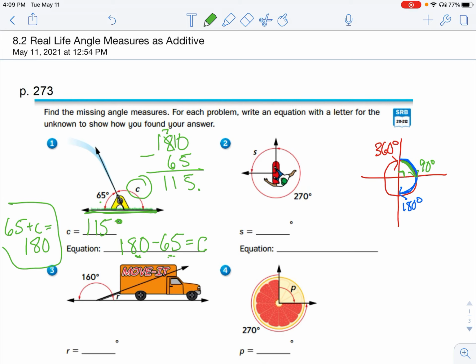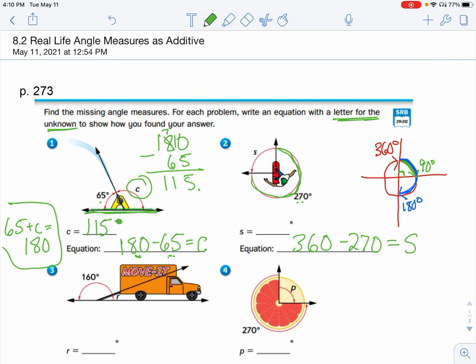Okay, let's try another one together. So now we have a skateboarder, and now you see the whole angle is a full turn. So how many degrees is that? That's 360 degrees all the way around is a full turn. And then I'm going to subtract my given angle. So we were told that this portion is 270 degrees. So if we take away 270 degrees, that'll equal what's left, which is S. And remember, I'm using the letters because it's said in the directions. You have to have an equation with a letter for the unknown.